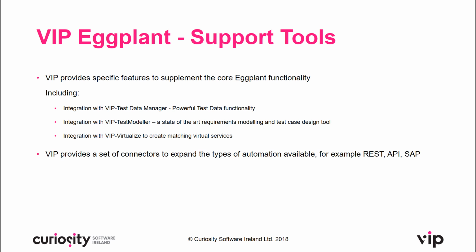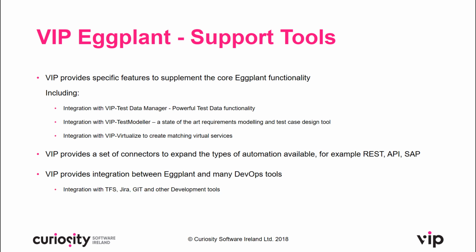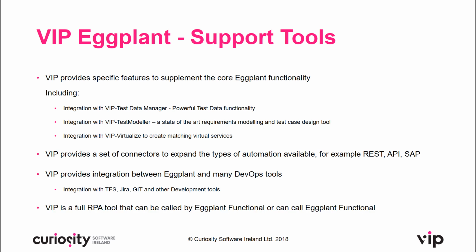VIP at its heart provides a core set of connectors to expand the type of automation available, for example REST, API, SAP, etc. VIP provides integration between Eggplant and many DevOps tools, for example integration with TFS, Jira, Git, and other development toolsets. VIP is a full RPA, robotics process automation tool, that can be called by Eggplant Functional Tester or can call Eggplant Functional Tester itself.